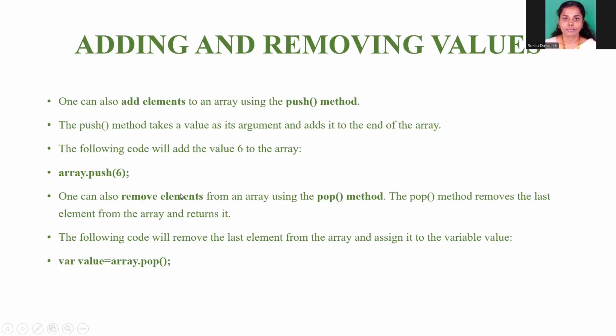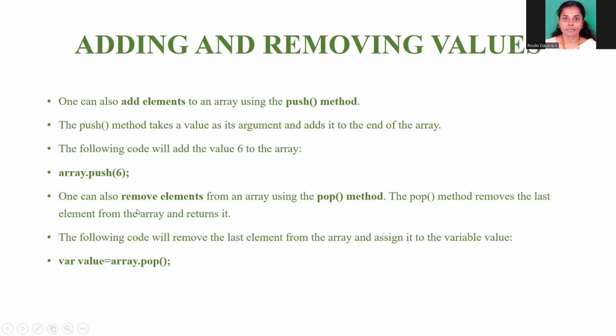Adding and removing values in the array. One can also add elements to an array using the push() method. It takes a value as its argument and adds it to the end of the array. The following code will add the value 6 to the array. So the code is array.push(6). Array is the name of the array. The push method is used to push the value 6 at the end of the array.